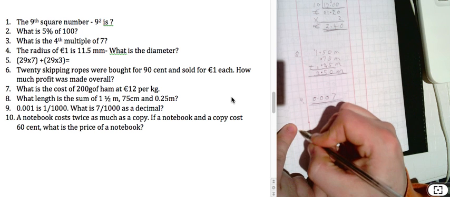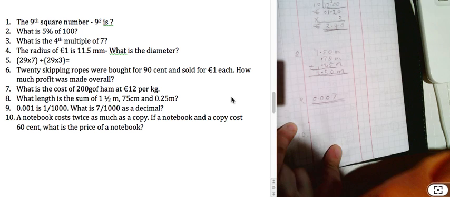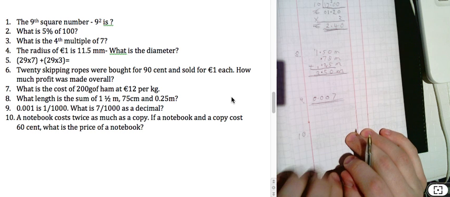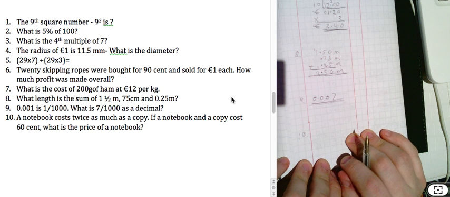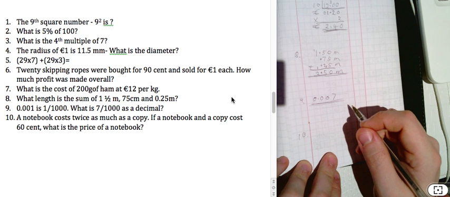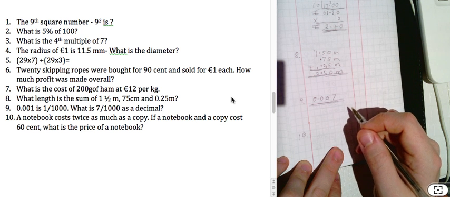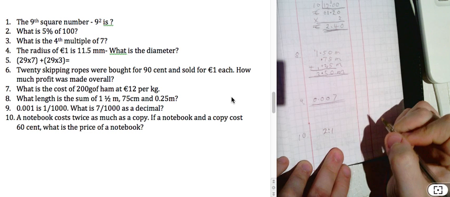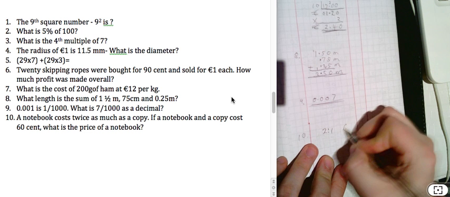Okay. And number 10. A notebook costs twice as much as a copy. If a notebook and a copy cost 60 cents, what is the price of a notebook? Okay, so what facts have we got already? We have a notebook, and it costs twice as much as a copy. Okay, so the ratio in price there is 2 to 1. And the total altogether is 60 cents.